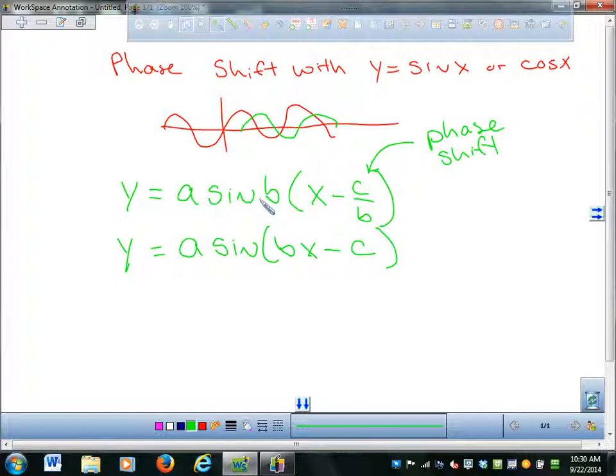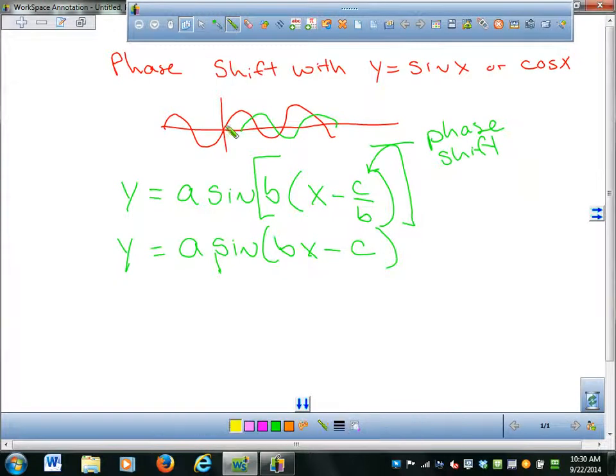So it's easier to put this in your calculator, because if you put this in your calculator, then you need to have another set of parentheses out here. That's the way I've always taught it in the past. Otherwise it's going to mess you up. So if you put it in your calculator like this, you have to have another set of parentheses. So it's easier to just know that the phase shift is c over b, and just put it in your calculator with one set of parentheses.